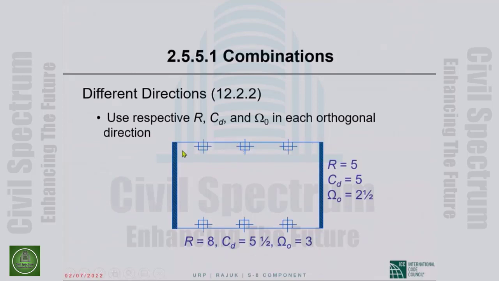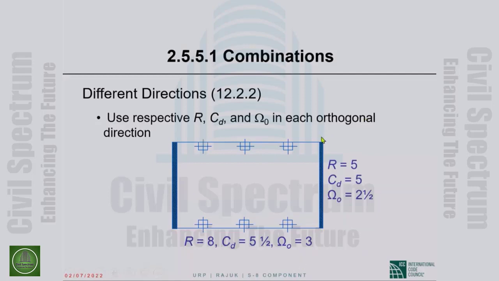Let us say these are special moment frames, and these are shear walls, special shear walls. Bearing wall system featuring special shear walls. The 2 directions are designed for their respective R, omega sub 0, and C sub D. There is no interaction. Okay. At one time there used to be, but for a long time we have gone by what is shown in the picture.